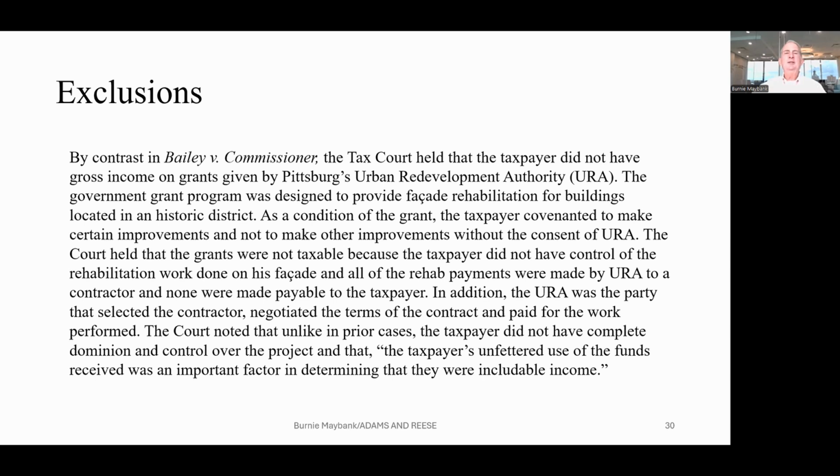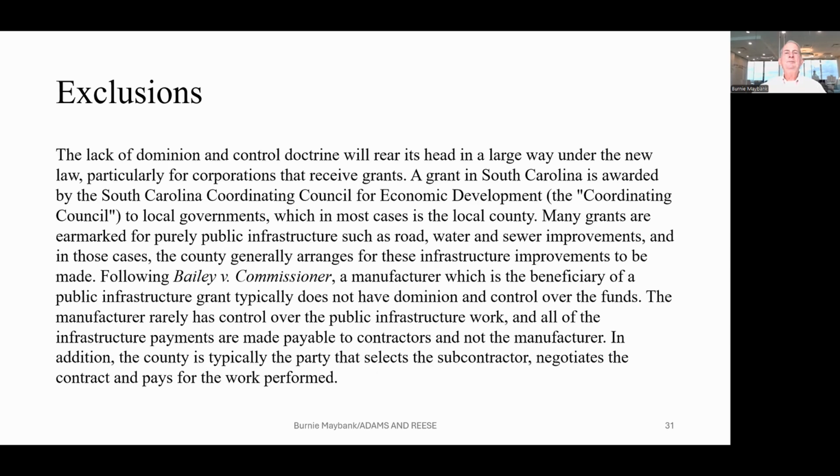Commissioner, just to make sure the IRS can't come in and hold that they're taxable to either the corporation or the partnership. So Bailey versus Commissioner is another case to closely look at to make sure a grant that your client receives is not subject to taxation because the taxpayer doesn't have complete dominion and control over the project. So the lack of dominion control rears its head in a large way, particularly corporations that receive grants.